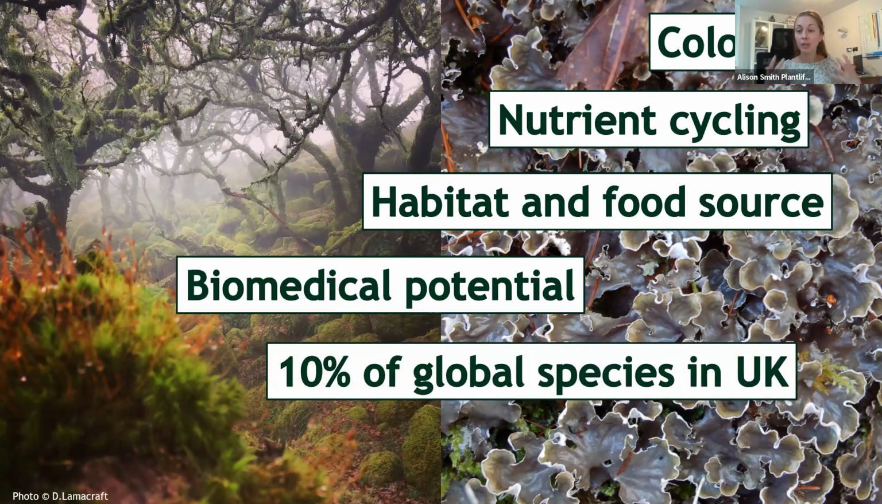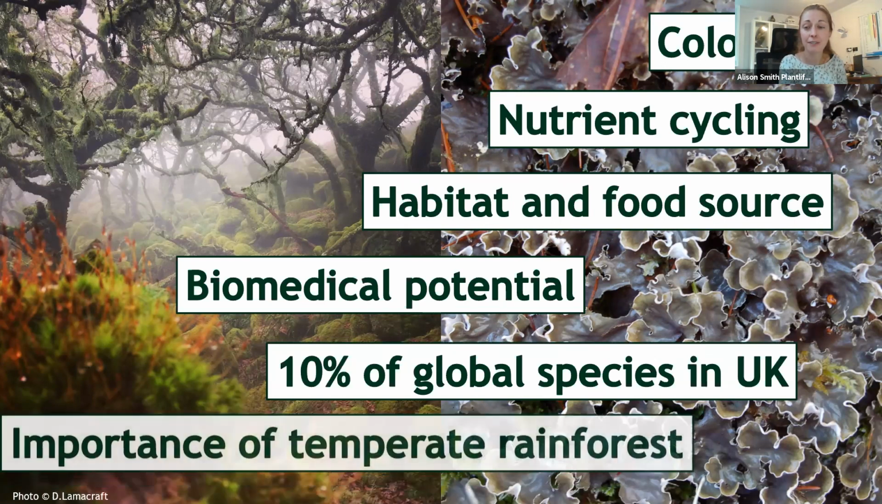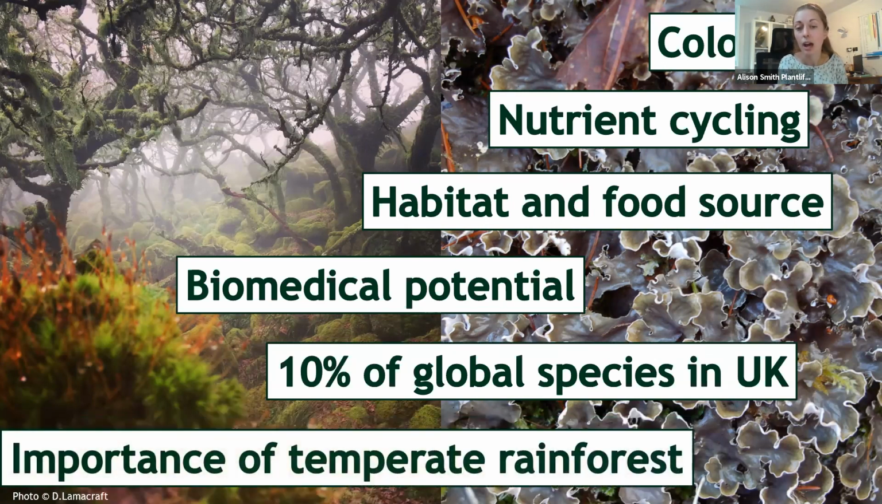In terms of UK conservation, why this is so important here, we have about 10% of the global species within Britain. So there are 20,000 species so far described worldwide. We have 2,000 in the UK. And 75% of those that we have an international responsibility to protect are found within our temperate rainforest. So it's a really critical habitat for lichens and also for the bryophytes and the ferns. And that's the reason we're doing so much work on these.